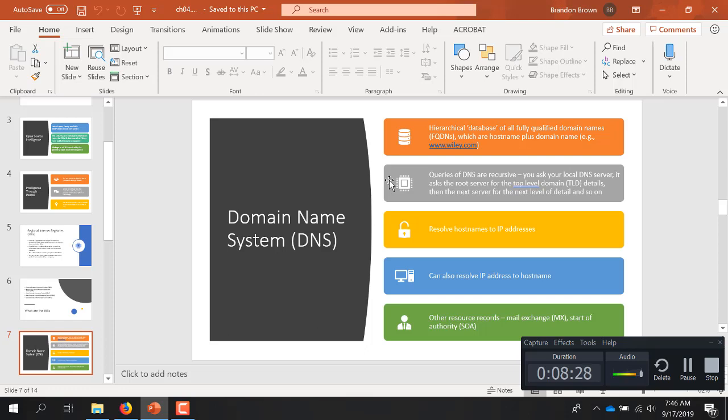Queries of DNS are recursive, meaning you ask your local DNS server, it asks its root server for the top level domain information, and then the next server for the next level of detail, and so on, and so on. So it has a hierarchical structure. It resolves host names to IP addresses, obviously, and can also resolve IP addresses to host names. That's a reverse lookup. And other resources that it can use to find mail or authorities, things of that nature, are also leveraged by the DNS system.